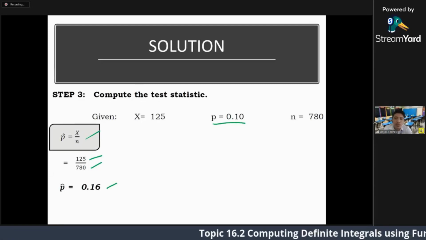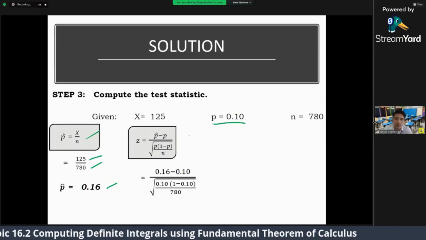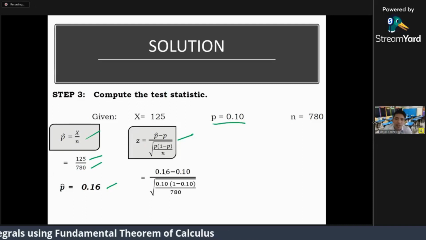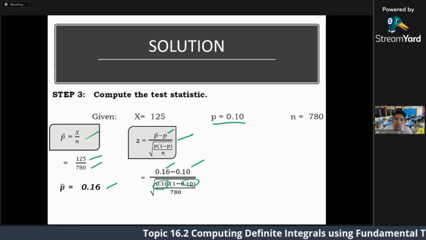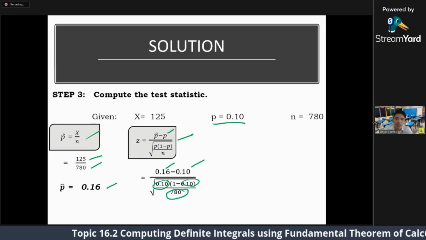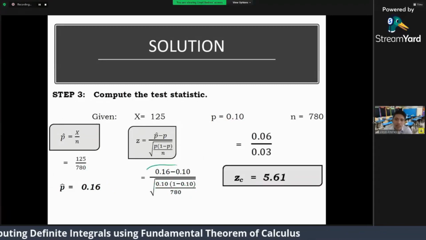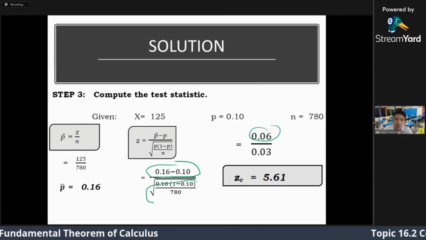Okay. Next, since we have the sample proportion, we can now solve for the test statistic Z using this formula. So, P hat is 0.16, the value of P is 0.1, and 1 minus 0.1. Then, the sample size is 780. After substituting, simplify the numerator, which is about 0.06. Then for the denominator, you solve it.